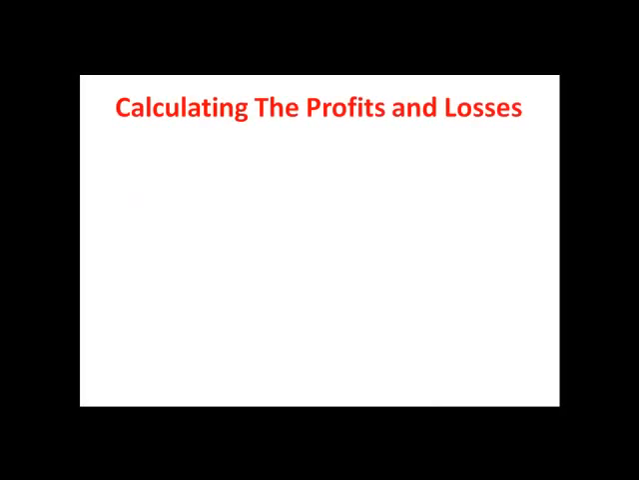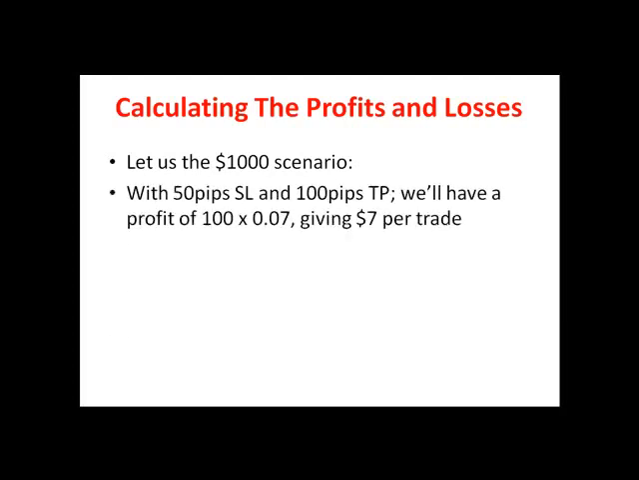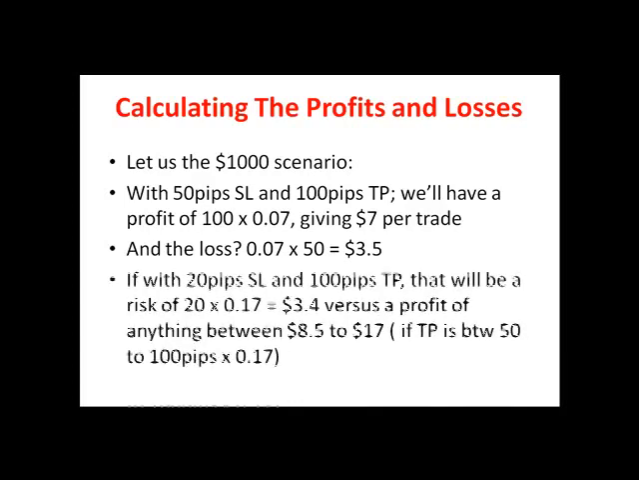Okay. Now let's calculate the profits and the losses. Let us use the $1,000 scenario. With 50 pips SL and 100 pips TP, we'll have a profit of 100 multiplied by 7 cents, and that will be giving us like $7 per trade in profit, while the loss will be about 7 cents multiplied by 50 pips, giving us $3.5 for risk.